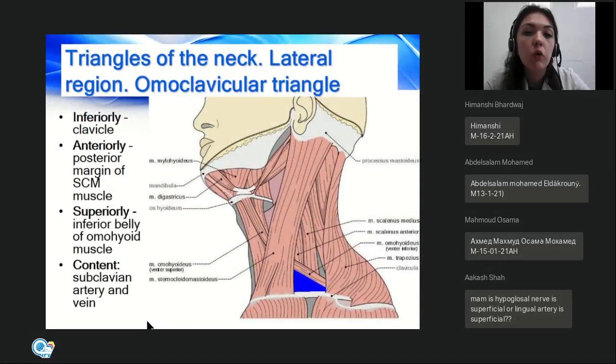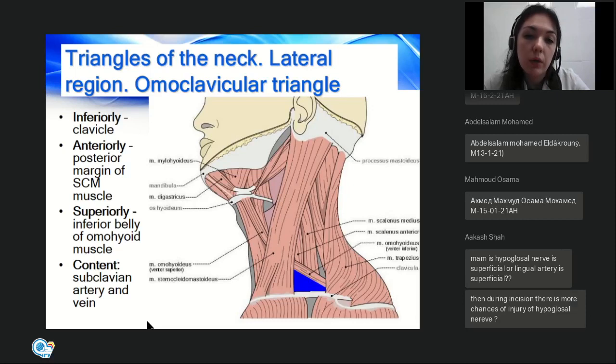Okay, so in the lateral region of the neck, two more triangles are distinguished. One of them, the inferior one, is the omoclavicular triangle. Here it is painted in blue.